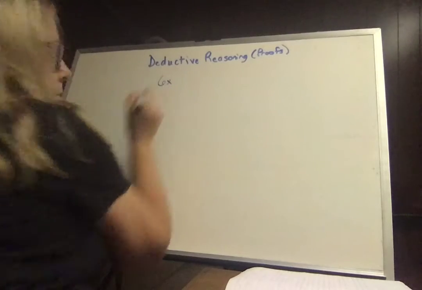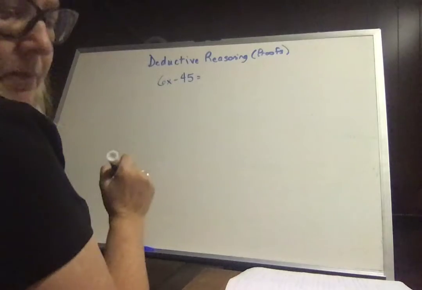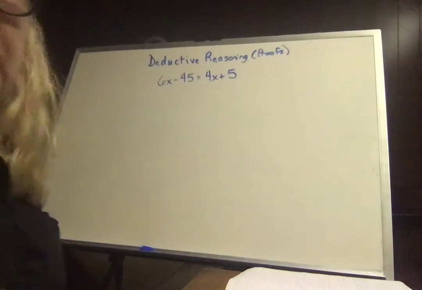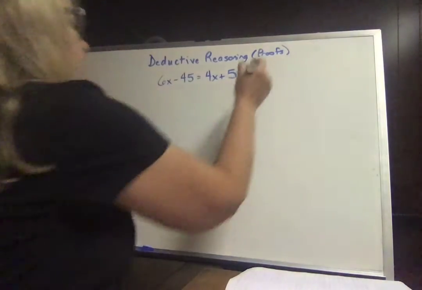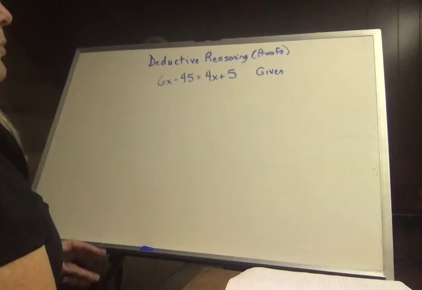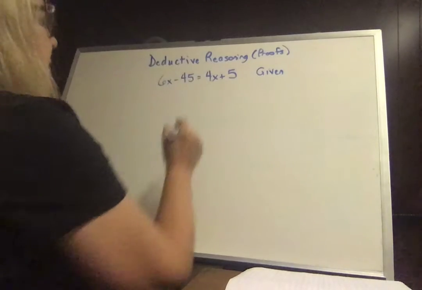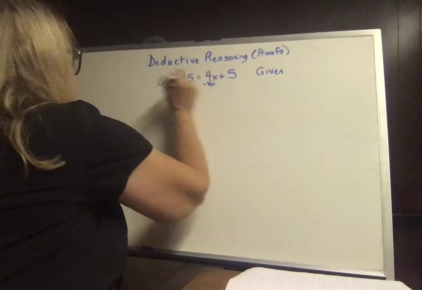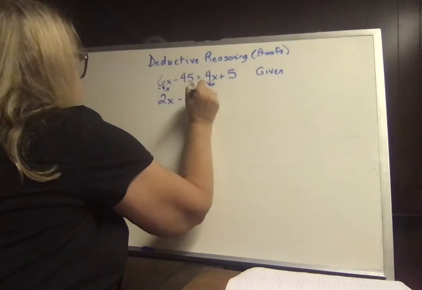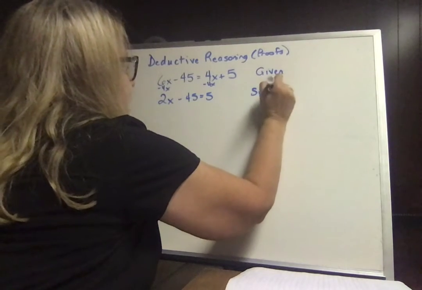If we were given 6x minus 45 equals 4x plus 5, and it says solve for x, that's your algebra problem. This is the problem you are given. Do you remember what you did first? A lot of people start with the numbers. I start with the variables. I subtracted 4x and got 2x minus 45 equals 5. The property used was subtraction.